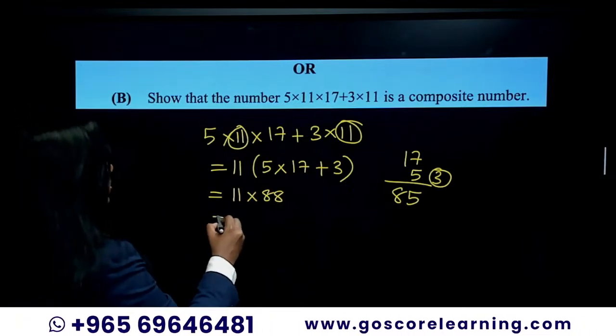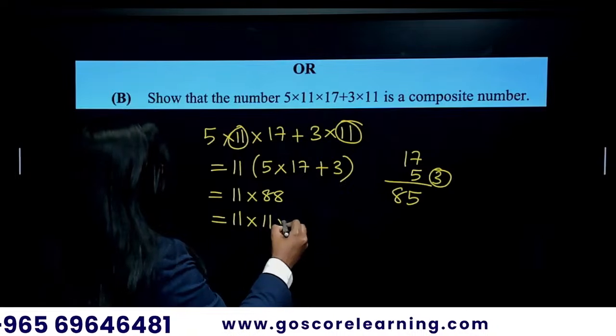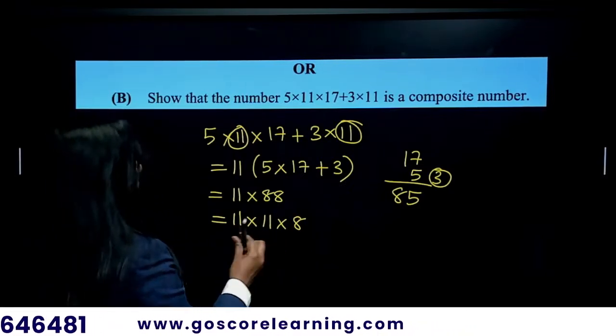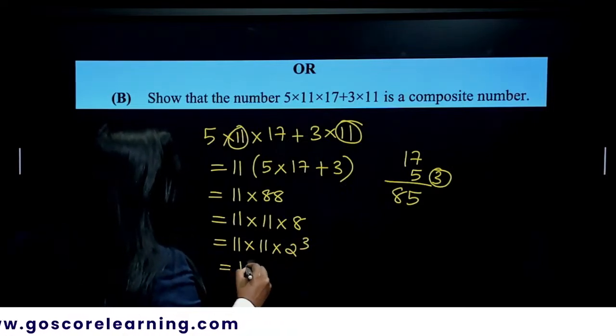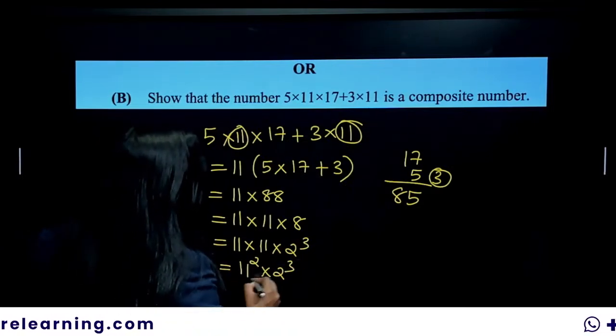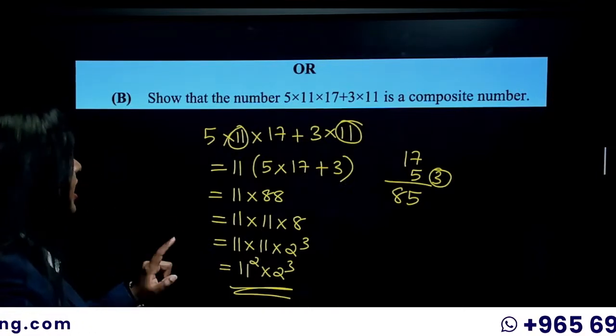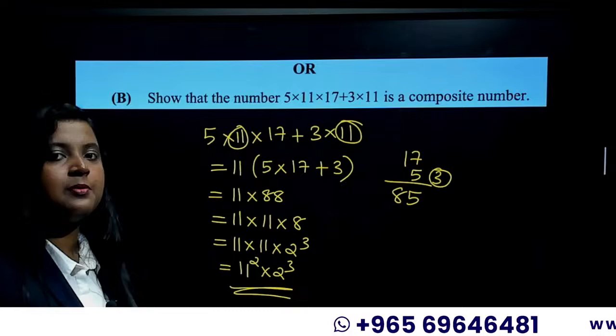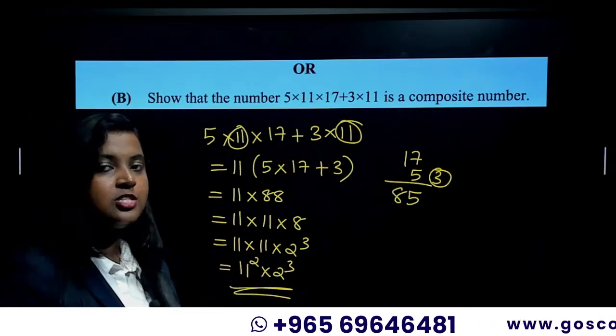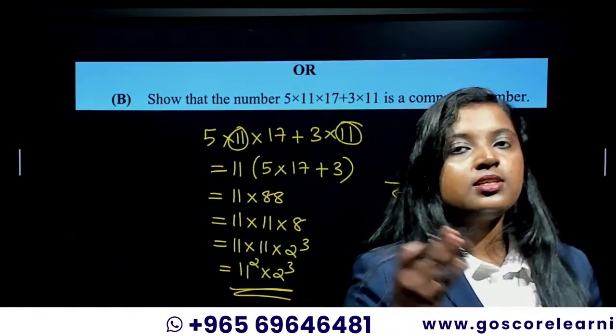Which is equal to 11 into 8. 8 can be written as 2 cube. So 11 into 2 cube. So we could write this given number as the product of primes. 11 is a prime number, 2 is a prime number, a product of primes. We could express it as a product of primes. So this is a composite number.